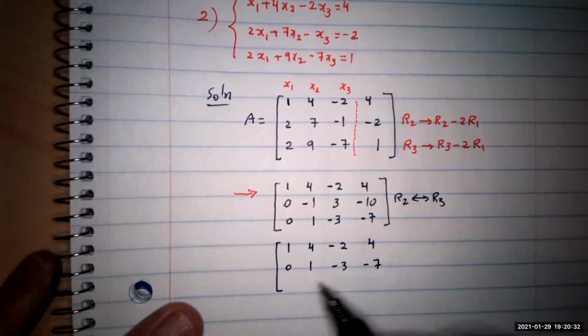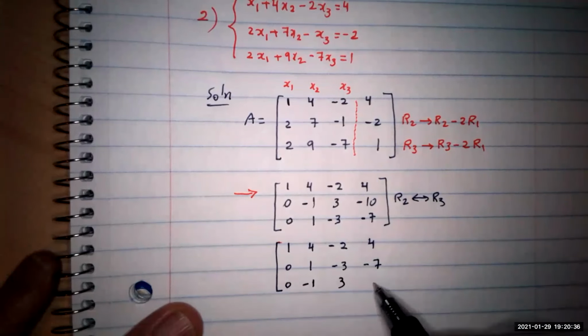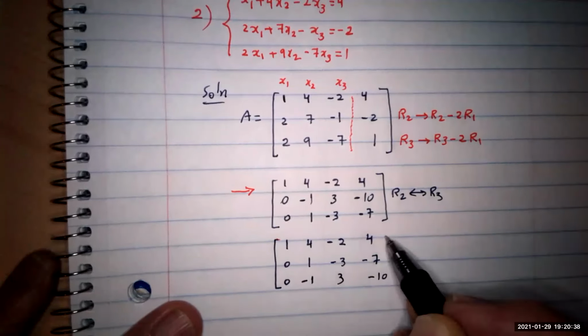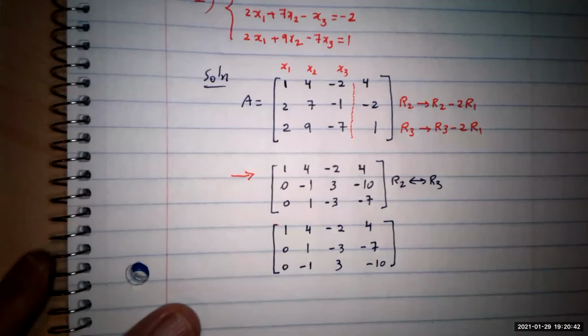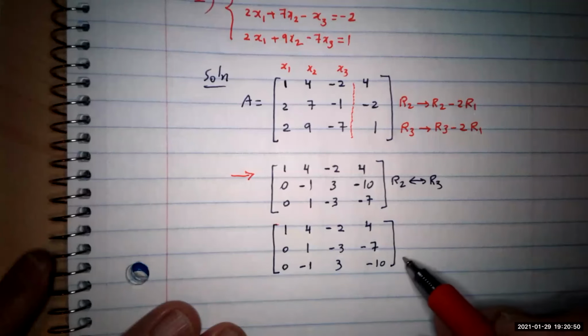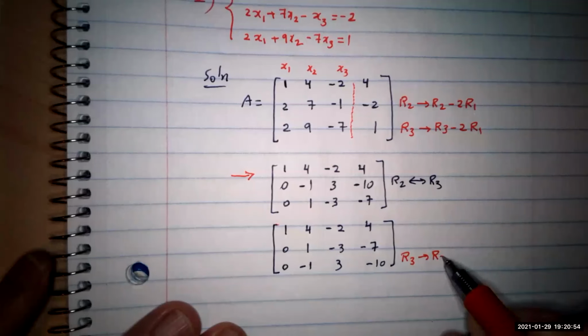Okay, so this is it. This is 0, -1, 3, and the -10. Okay, so I got the one. I got the leading one. I have to make the others equal to 0. So to make this one 0, what I'm going to do is change R3 into R3 plus R2. Okay, R2.